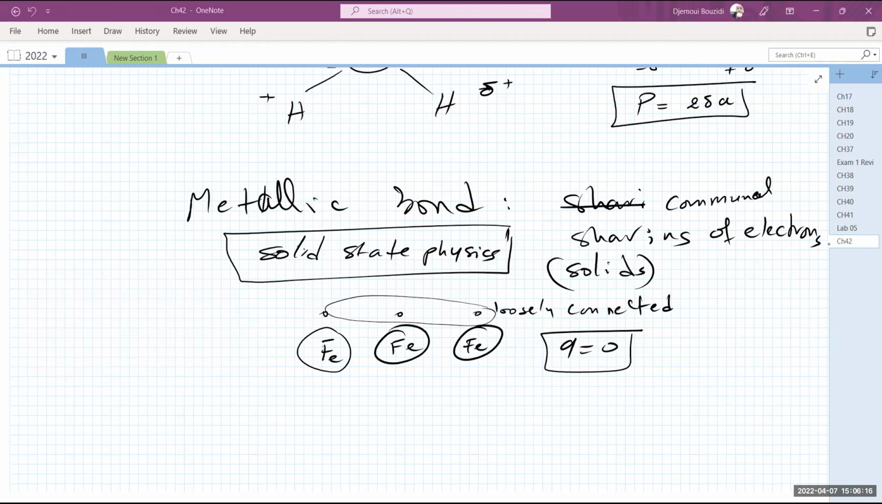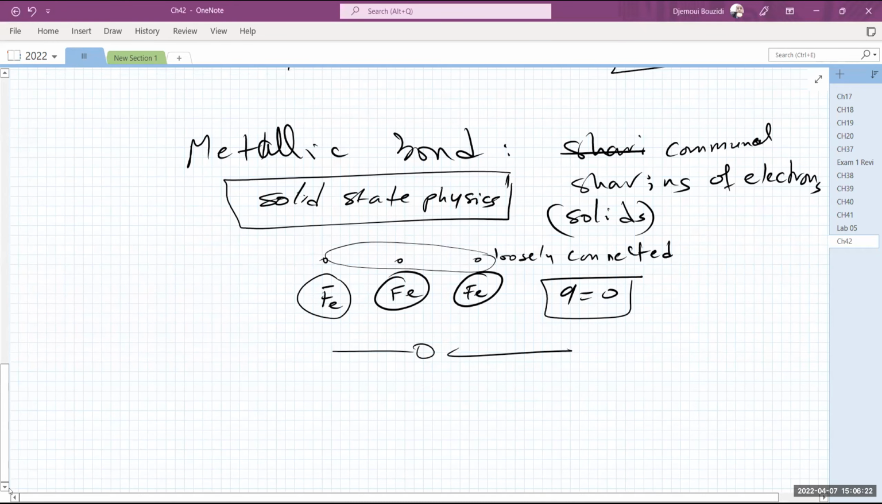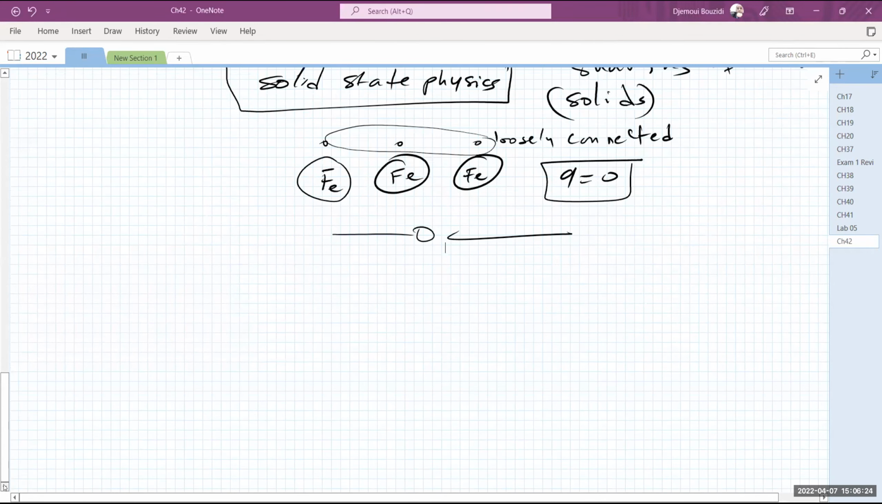So let's continue this discussion on chapter 42, really. We talked briefly about how the atoms rearrange themselves to form molecules.